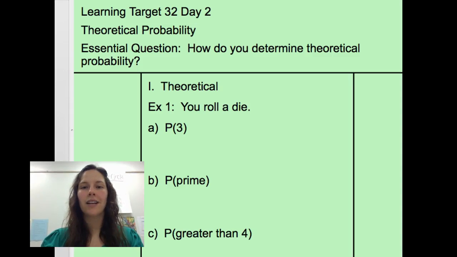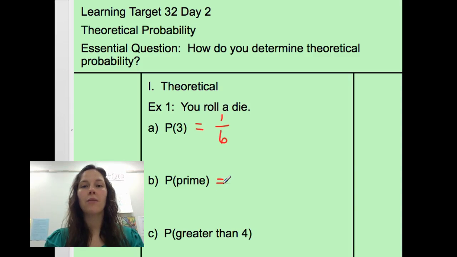Starting with rolling a die, something you're probably pretty familiar with. If you roll a die, what is the probability, theoretically, what should happen? How often should you see a 3 occur? Well, there's 1 3 on a die out of 6 numbers, so you have a 1/6 chance of rolling a 3 each time you roll a die.